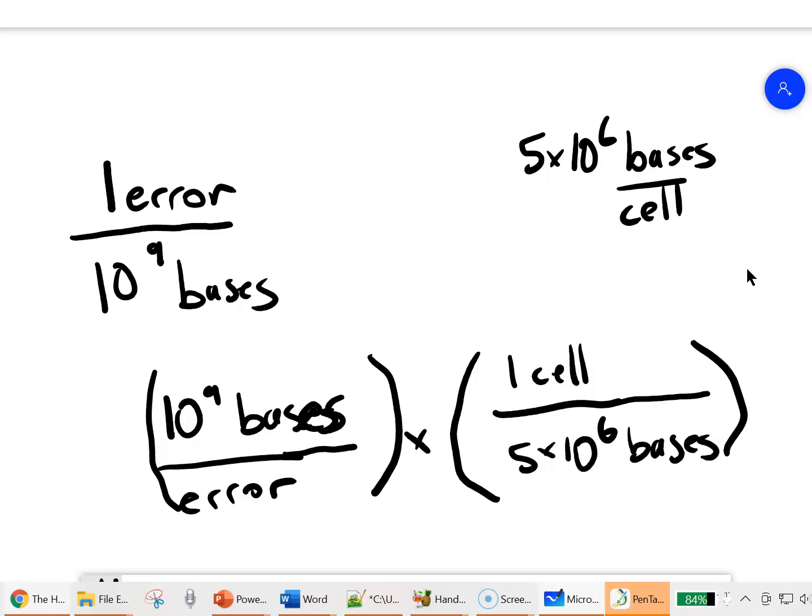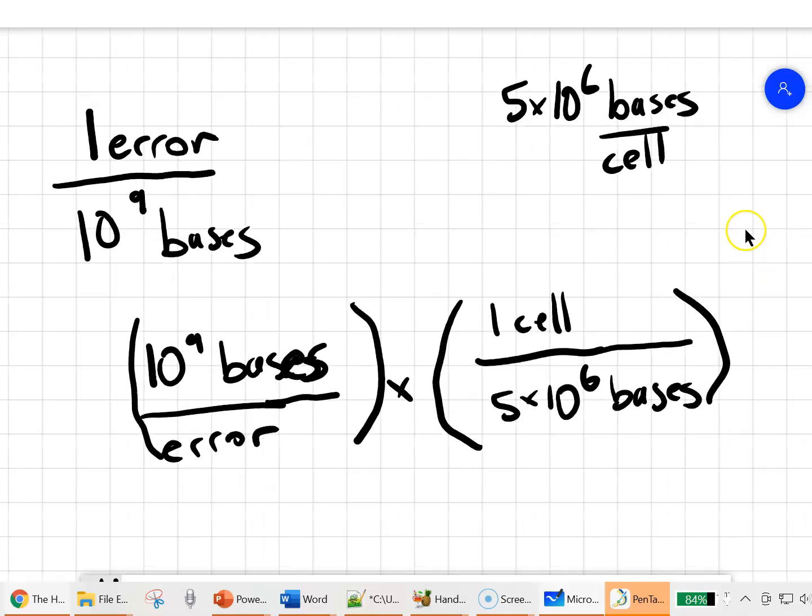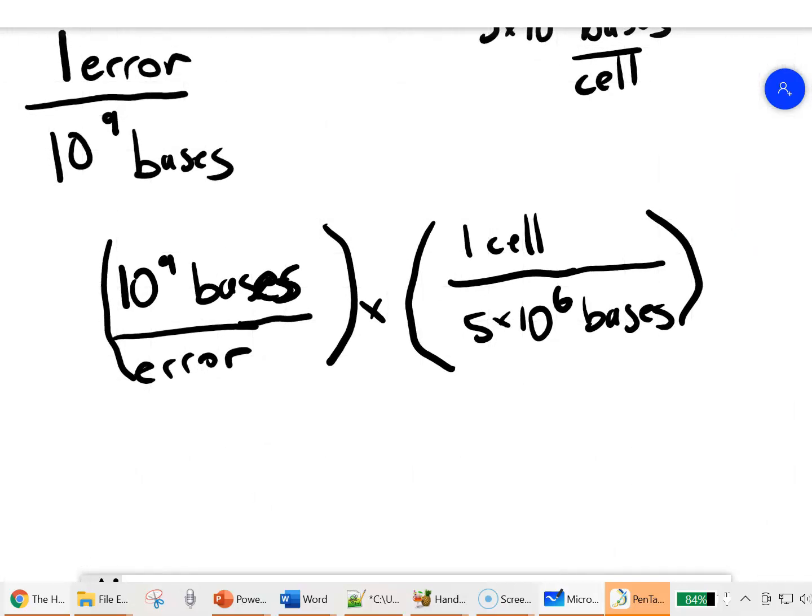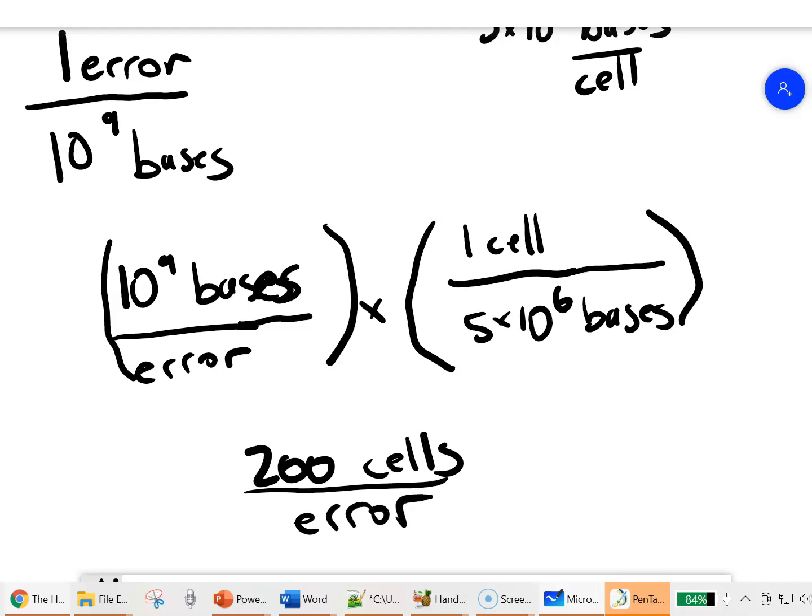And so if we do this calculation, I'm sleepy, so I'm not going to try it, but I did it already. What we end up with is around 200 cells per error.